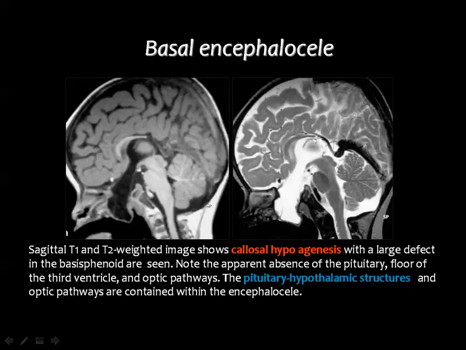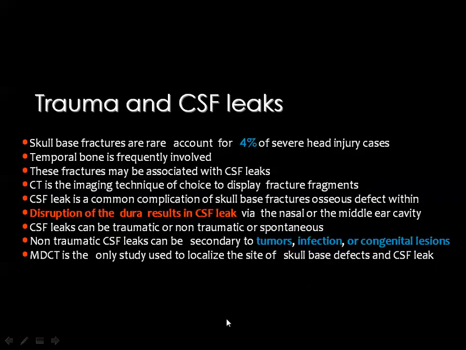Then you remember the basal encephalocele we discussed two times, in the anterior cranial fossa and in the middle cranial fossa. This will occur through the middle skull base. It can pass through the region of the sphenoid sinus, and it may involve the pituitary hypothalamic axis. In this particular case, you can see some hypogenesis of the posterior part of the corpus callosum.